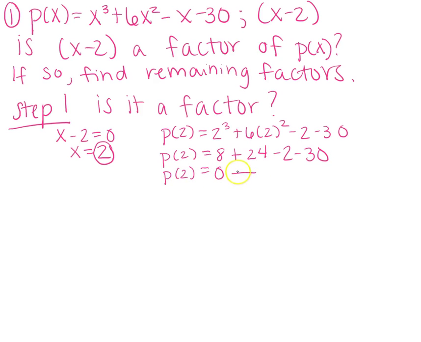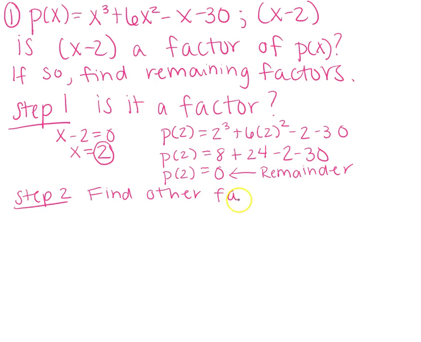Now remember that since I used the factor and remainder theorem, I plugged in the root of what I'm dividing by, or the divisor. This means that there is a 0 remainder. So yes, it is a factor. So that means my step 2 is I'm going to find the other factors.